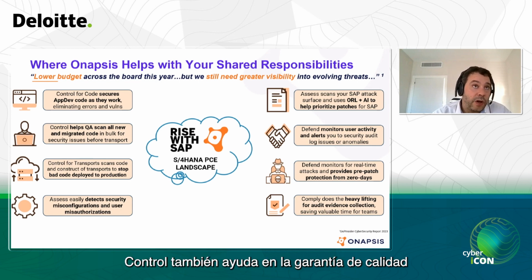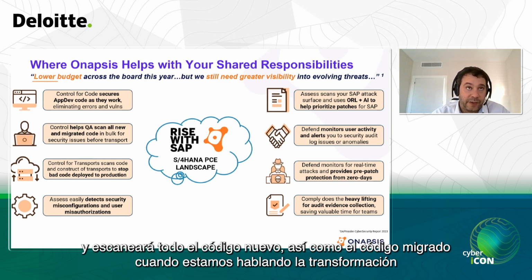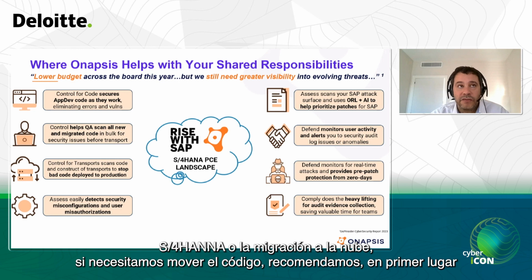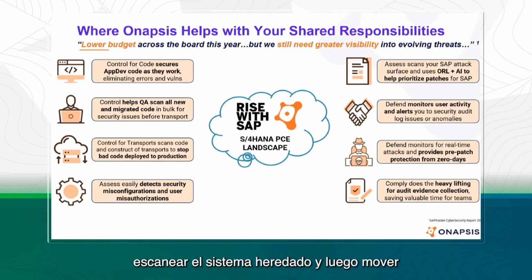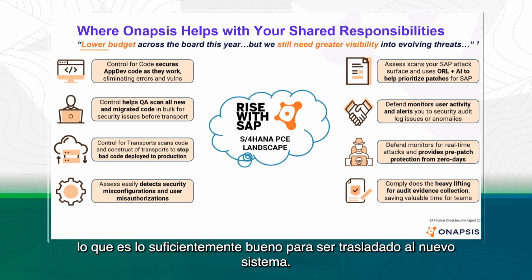Control also helps on the quality assurance, and it will scan all new code as well as the migrating code. When we are talking about S/4HANA transformation or migration to the cloud, if we need to move the code, we recommend, first of all, to scan the legacy system and then move what it's good enough to be moved to the new system. That's something that we will talk about in the next slide as well.